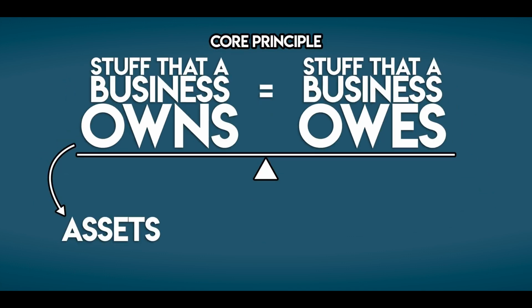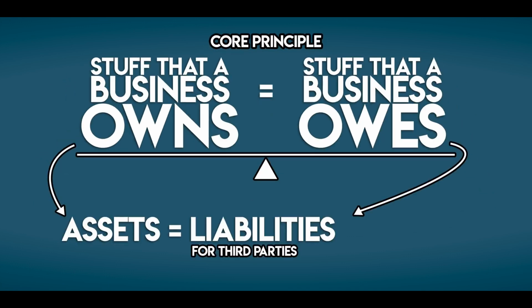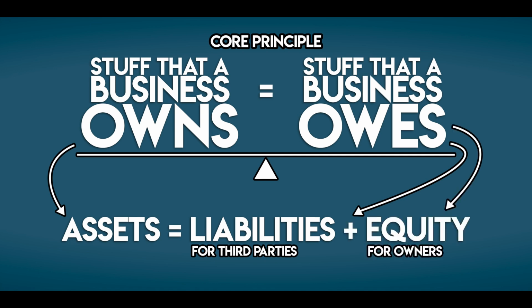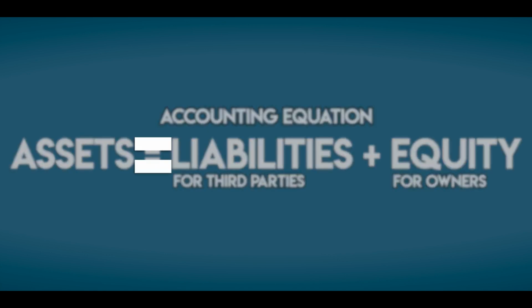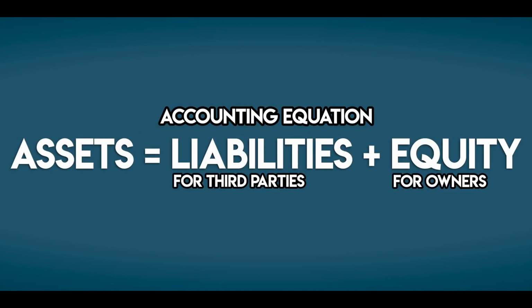A business owns assets and it owes liabilities to third parties, but it also owes equity to the people who own the business. For a company that's listed on a stock exchange, that would be the shareholders. So we have assets are equal to liabilities plus equity, or shareholders' equity, which is what we call the accounting equation. Now you might be thinking, how does this have anything to do with financial statements? And the answer to that is this equals sign. This equals sign tells us that a business's assets always have to balance with its liabilities and equity.